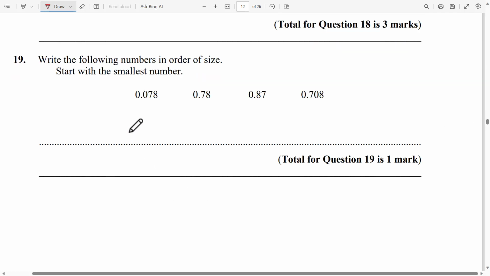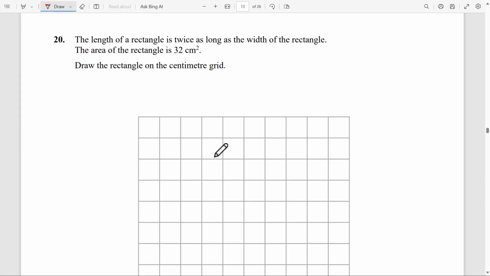So now we need to write the following numbers in the order of size, starting with the smallest number. Looking at this a little bit carefully, this is the smallest number, 0.078. And the next bigger number is 0.708. And the next bigger number is 0.78, and the biggest number is 0.87.